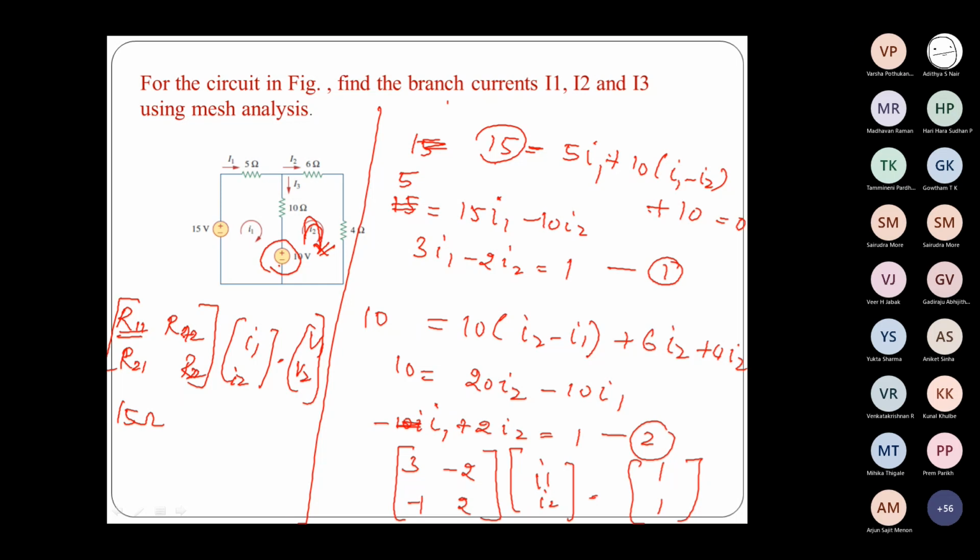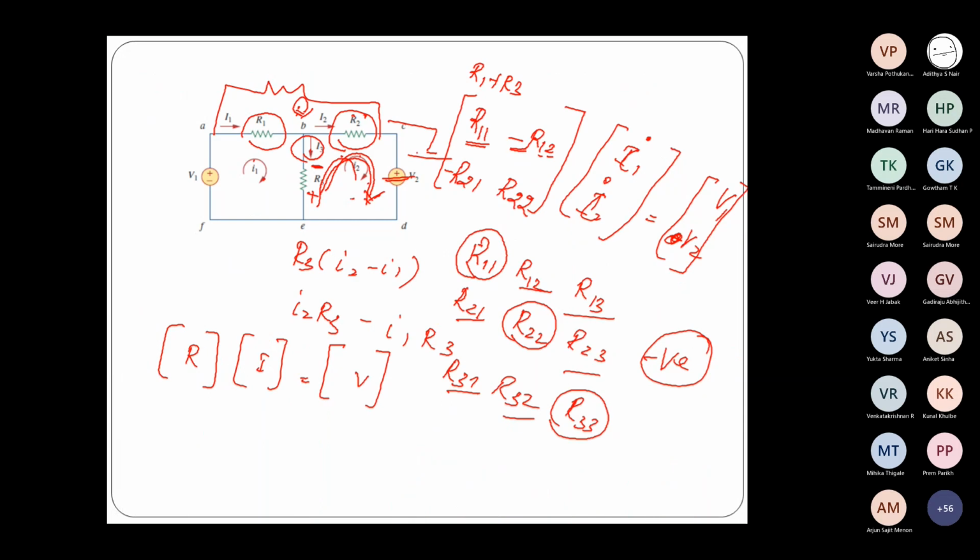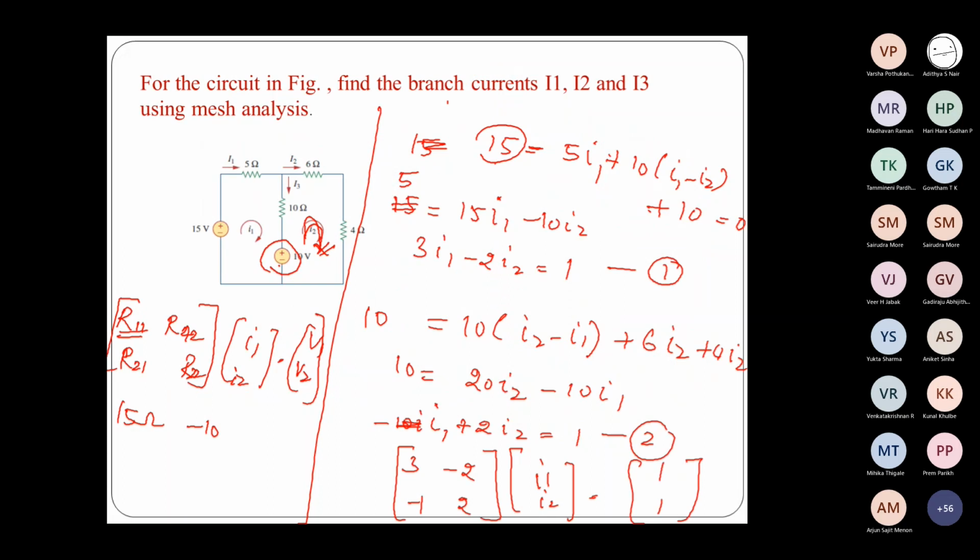And then R12 is a common resistance. Between loop 1 and loop 2, we have only one common resistance, that is 10 ohms. So that will be negative, minus 10. Then here R21. Why will this 10 be negative? How do we know that? That's what we discussed. Since we are going for the clockwise direction, always the common resistance will be a negative value. That's the reason I have explained all these networks. Always when we go for the clockwise current direction, the common resistance will be a negative one.